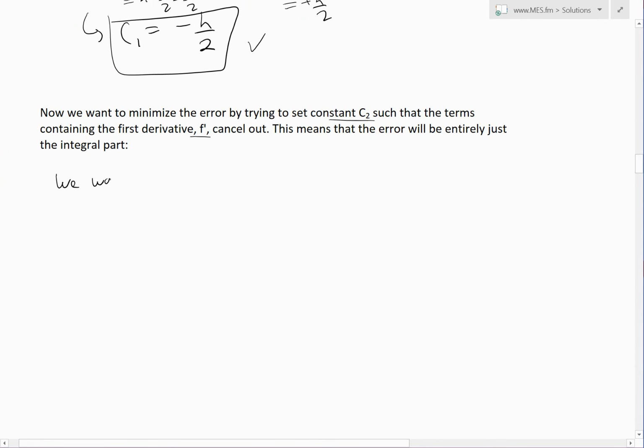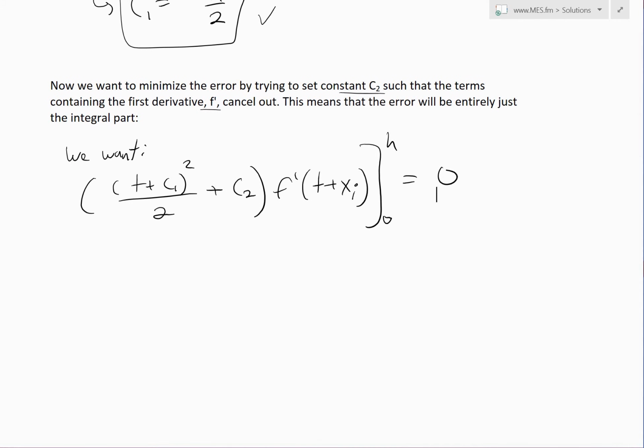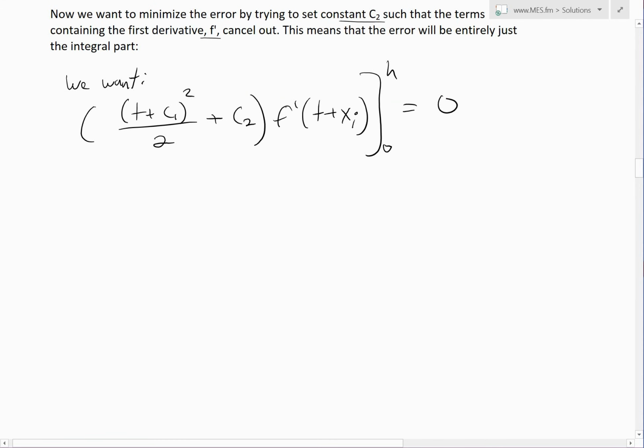We want this: (t plus c1) squared over 2 plus c2, multiplied by f prime of t plus xi, from 0 to h. So we want this all to equal 0, so we don't need to deal with it. To do that, let's first expand.